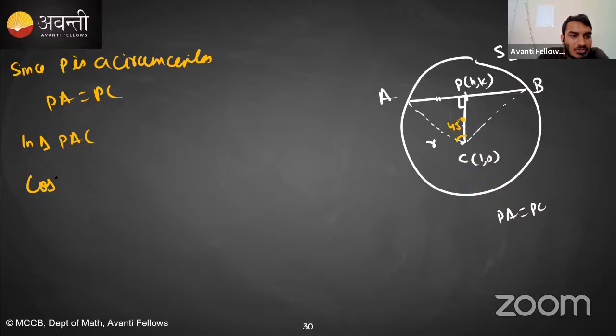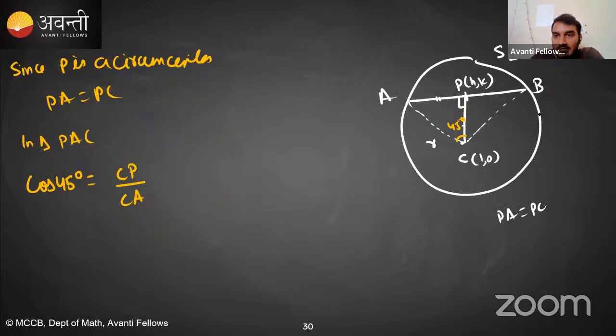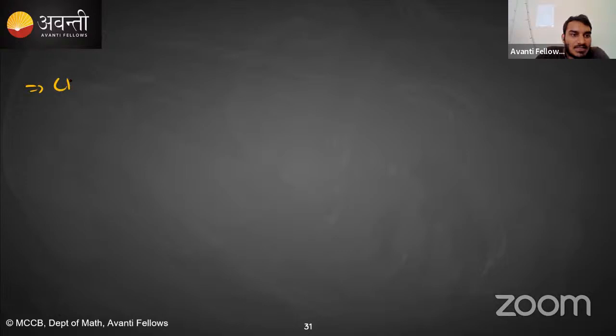what is cos 45 degree, students? Cos 45 degree is base CP upon hypotenuse, which is CA. ये तो radius है. Yes or no? What is the radius of circle S1? Sorry, radius of circle S2 is 1. Yes or no? Radius of circle S2 is 1. So CP upon 1. So it implies 1 by root 2 is equal to CP. So it implies CP square is equal to 1 by 2.